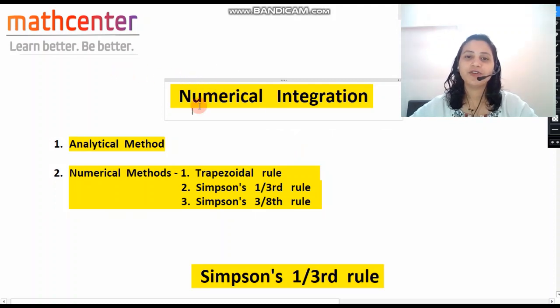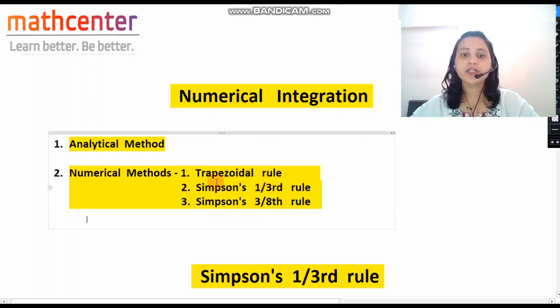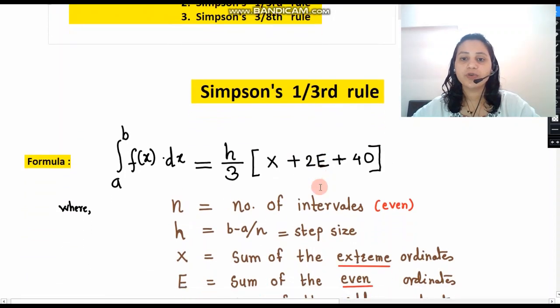In our last session, we started our new topic, numerical integration, or you can say numerical methods. And in our last session, we studied the trapezoidal rule. In today's session, we are going to see Simpson's one-third rule. So in today's session, our focus will be Simpson's one-third rule. Now let's start with Simpson's one-third rule.